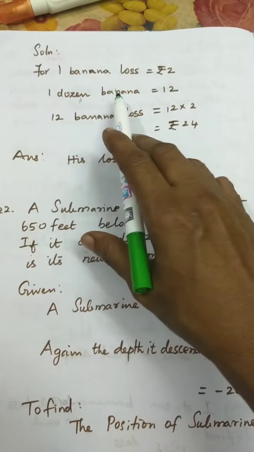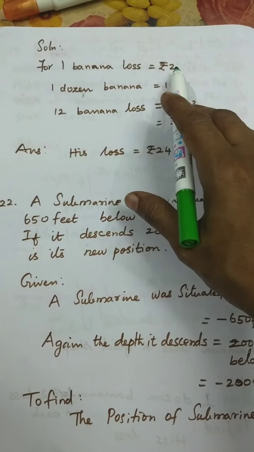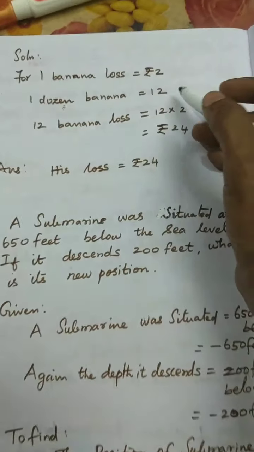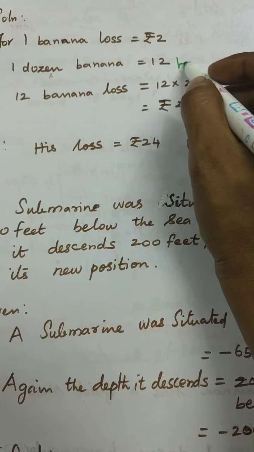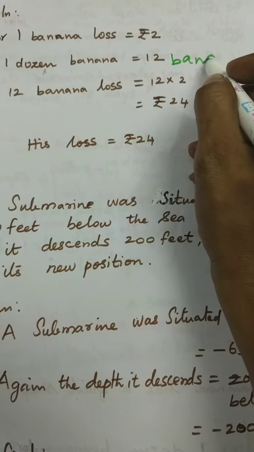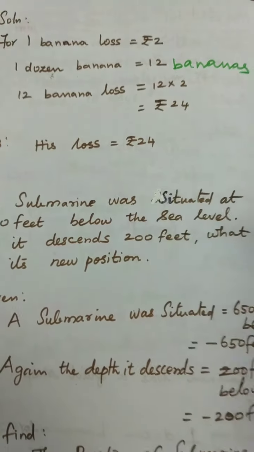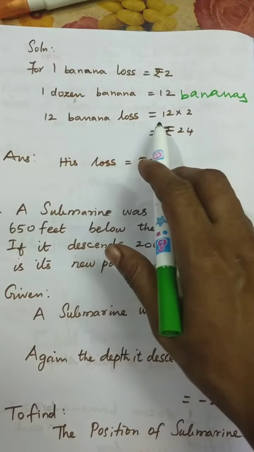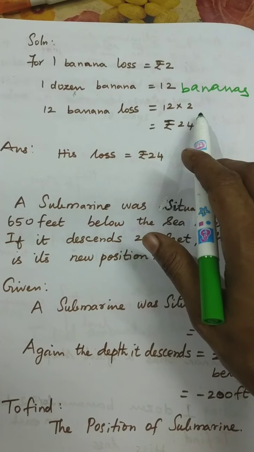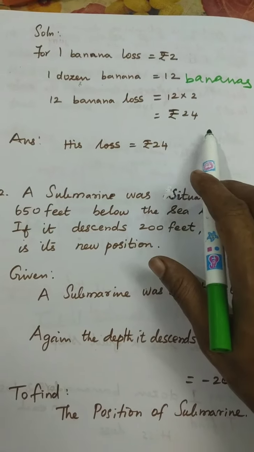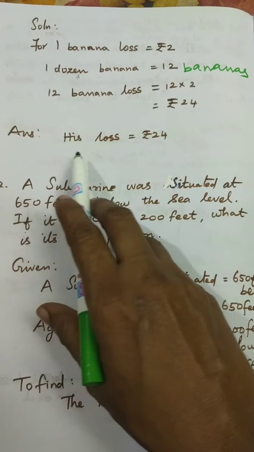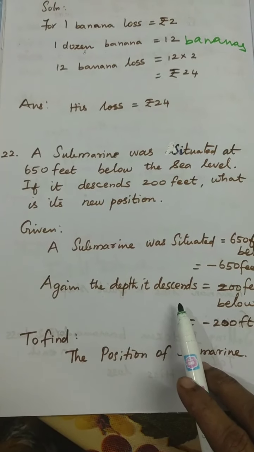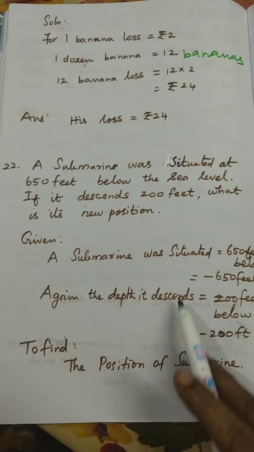Solution. For 1 banana, loss is equal to rupees 2. 1 dozen bananas is equal to 12 bananas. Then the loss on 12 bananas is equal to 12 into 2, that is rupees 24. So his loss is rupees 24 on selling 1 dozen bananas.